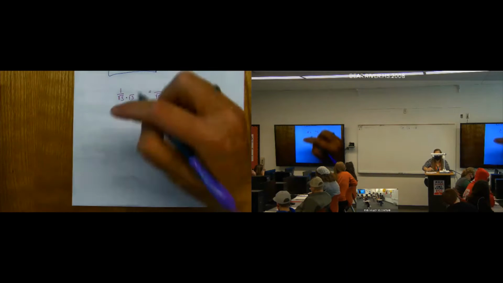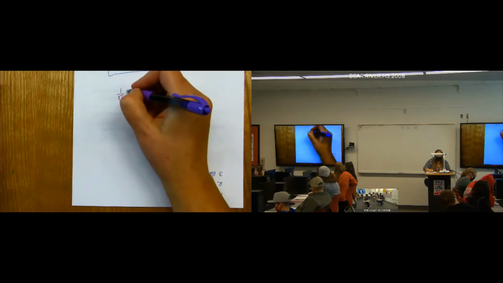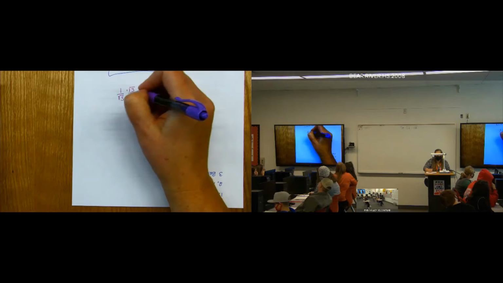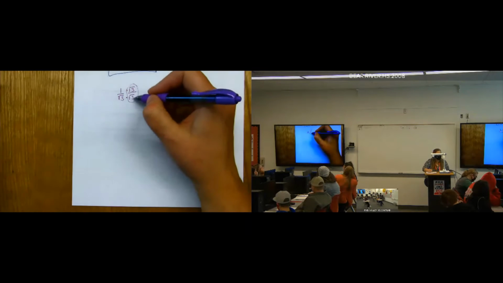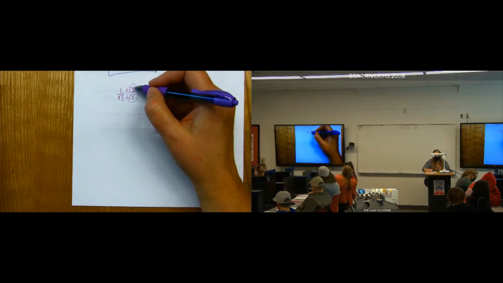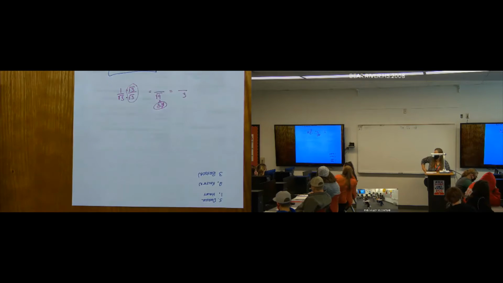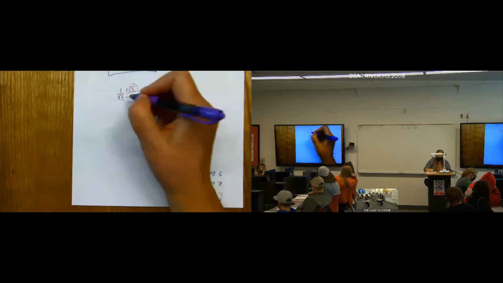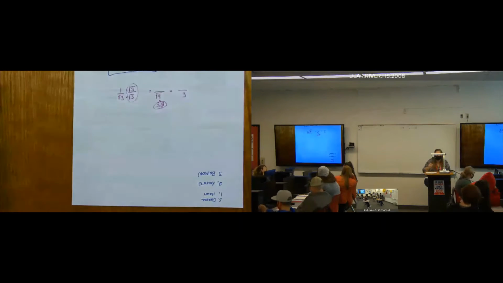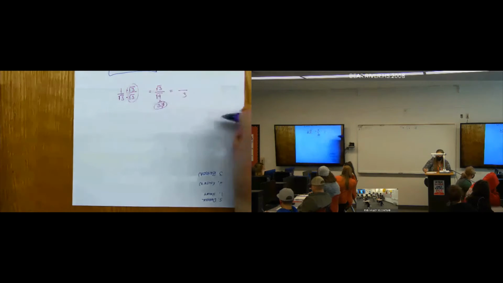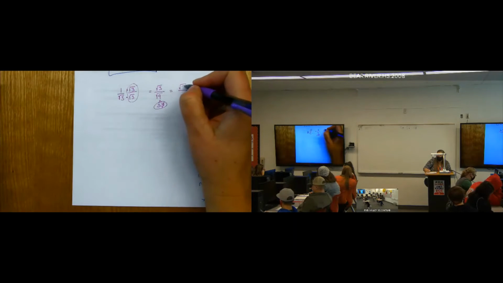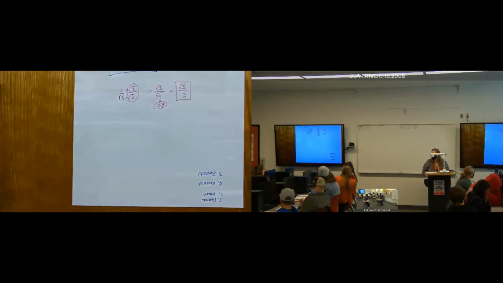Now, the catch is whatever you do to the bottom, you also have to do to the top. Because what is this? The square root of 3 over the square root of 3. 1. And if I times anything by 1, what do I get? Itself, right? So if I times the bottom by the square root of 3, I also had to times the top. So what goes on the top right here? Square root of 3. And it doesn't reduce. And so there's my answer.